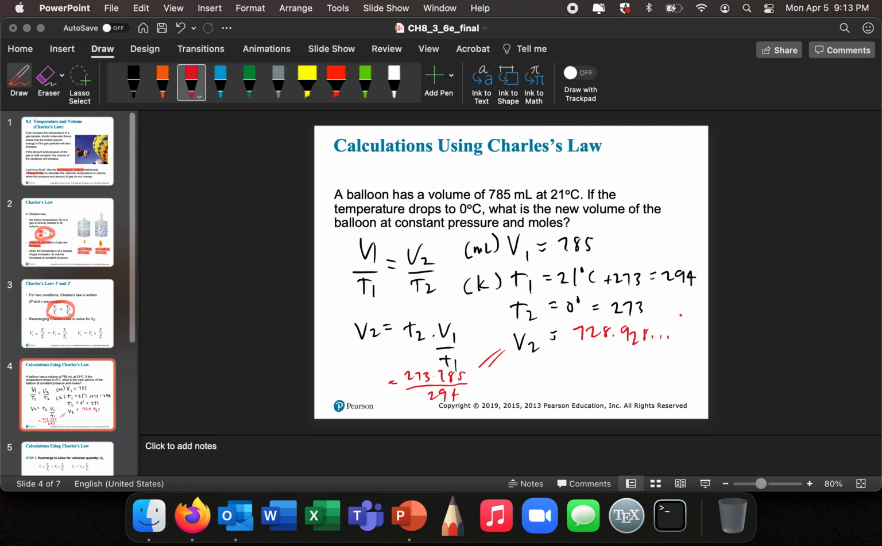728.928. And we got 3 sig figs here, 3 sig figs here, 3 sig figs here. This is going to be 3 sig figs. So it looks like it's going to be reported as 729 milliliters. And there's my answer, 729 milliliters. All right.